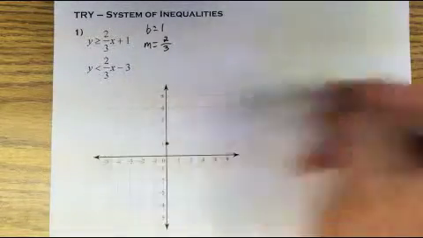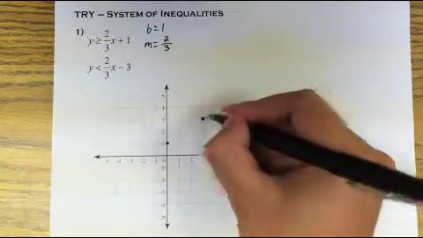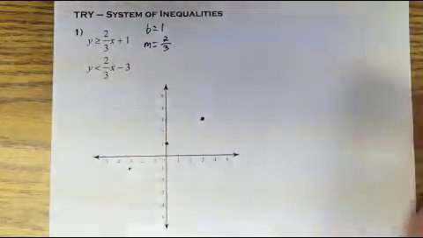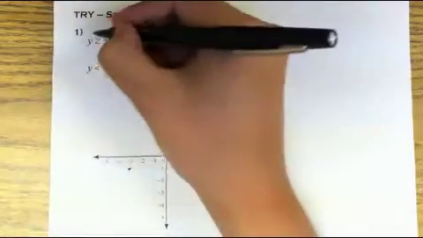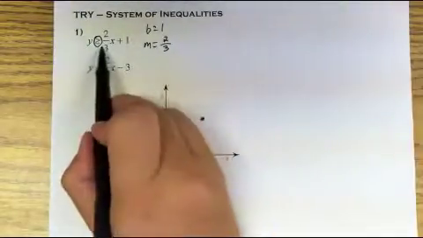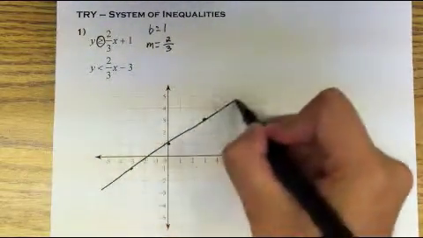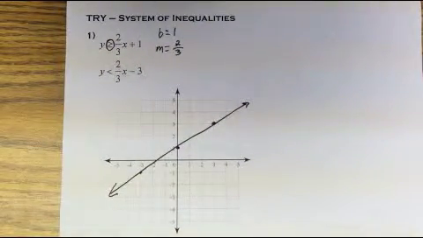Plot 1 on the y-axis. Positive slope, up 2 over 3 to the right. I like to continue my line all the way across. I've plotted my points. Now I need to decide what type of line. Since it has the extra line underneath, it will be a solid line. Okay, the first equation is now taken care of.